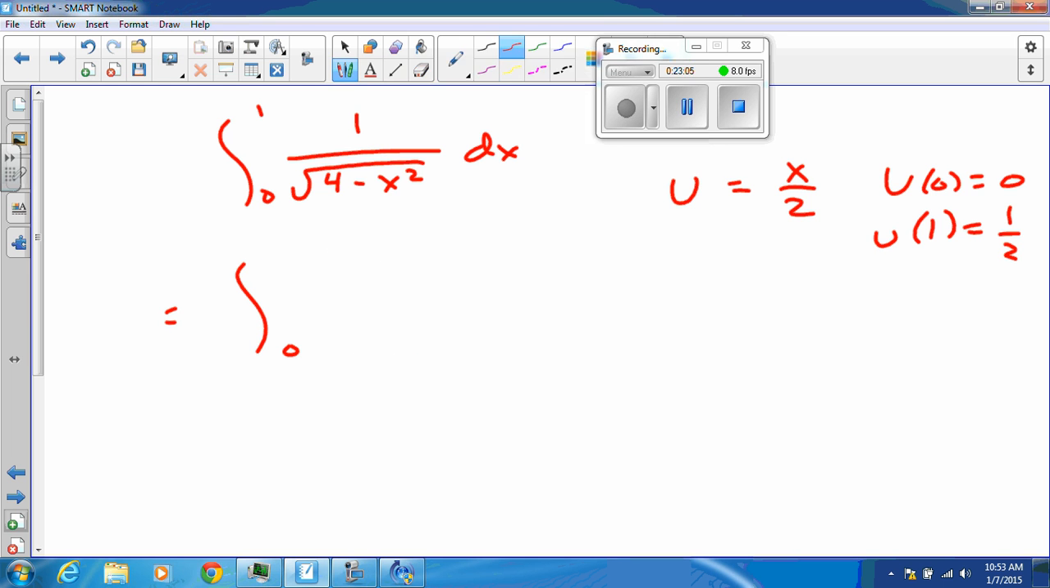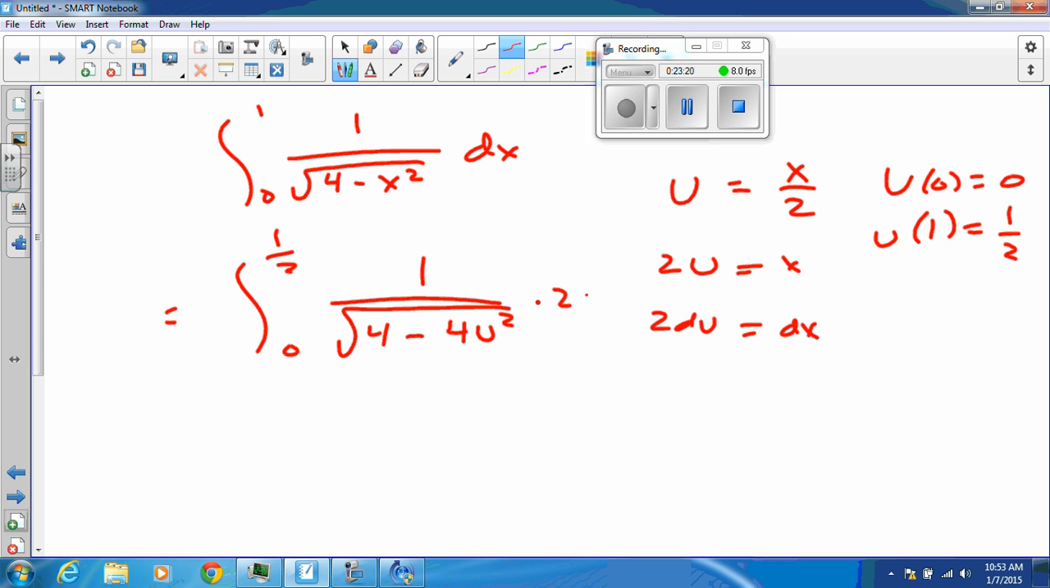Why does the 4 disappear? I went too fast. Let's see it disappear in slow motion. So we have 4 minus... Now x is going to be equal to 2u, and dx is equal to 2 du.